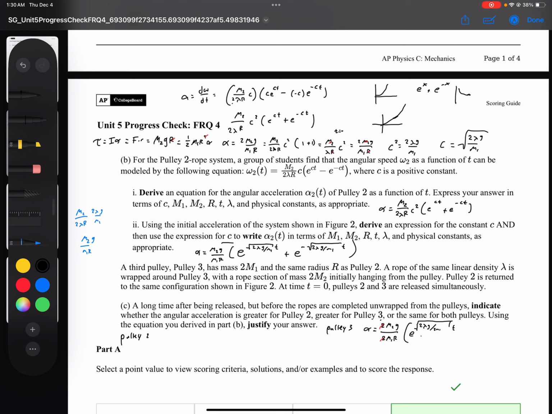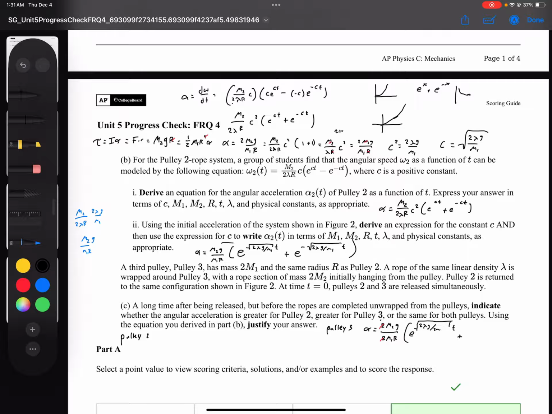And this is going to be the term that dominates as t grows, right? So as t grows, this positive exponential term is going to dominate, and it's going to grow at a different rate for pulley 3 than for pulley 2. For pulley 3, it's going to grow at a slower rate because the exponential is smaller, all right?